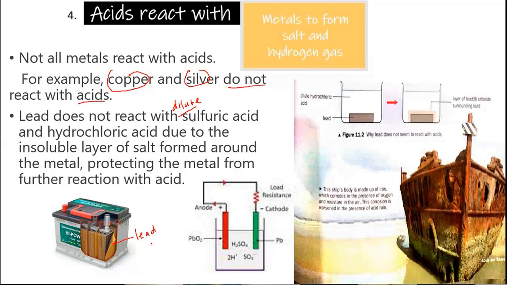Pb is used in batteries. Pb as a cathode, because the lead does not react with the sulfuric acid, H2SO4. Because it can produce a layer that can protect the metal from the acids.